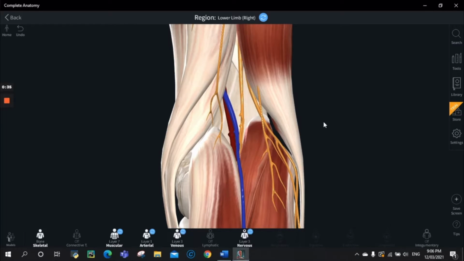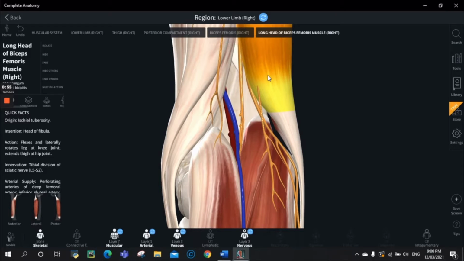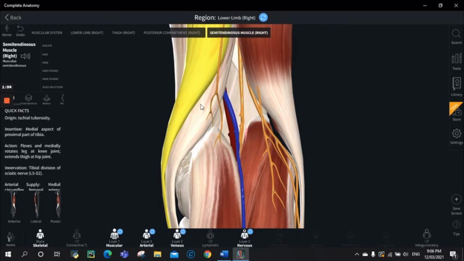Now let's start by discussing the borders of the popliteal fossa. So this diamond has two upper borders and two lower borders. The upper lateral border right here, because this is the lateral side, is formed by the biceps femoris muscle, this one. The upper medial border right here is formed by two muscles. The first one is the semitendinosus and the second one is the semimembranosus.